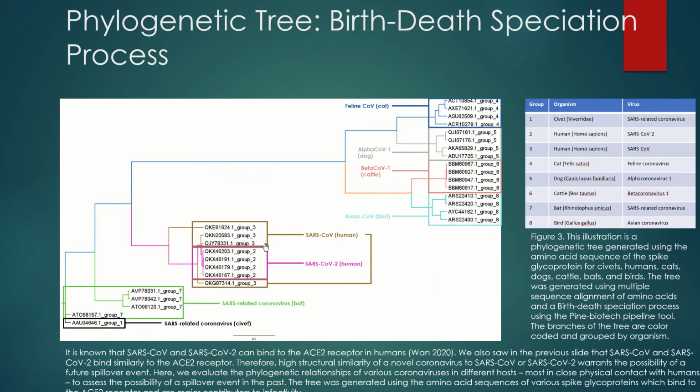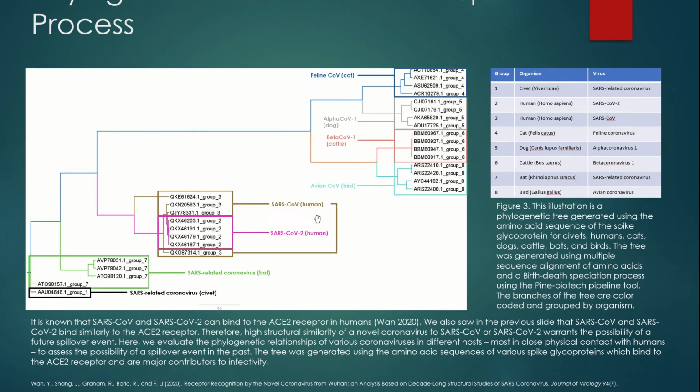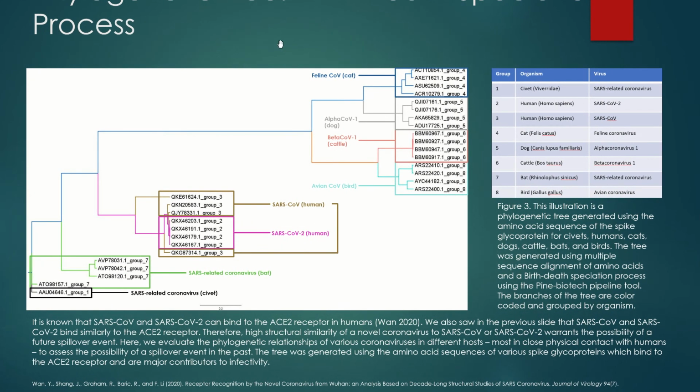And so here we see the phylogenetic tree. I made the phylogenetic tree using, I think it was, the quasi-species pipeline. And what I did was I basically did the birth-death speciation process, and I did it for amino acids. I took the protein database amino acid sequence for every coronavirus. I took 4 files per host at different points in time as well.